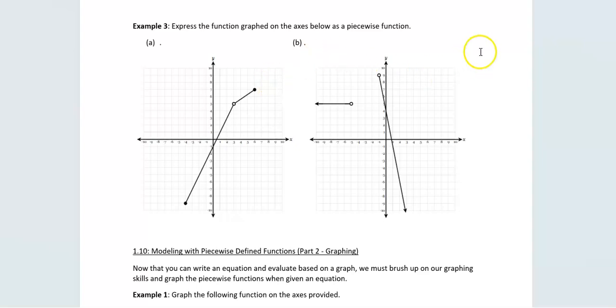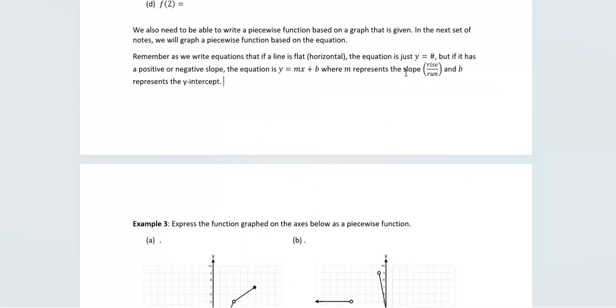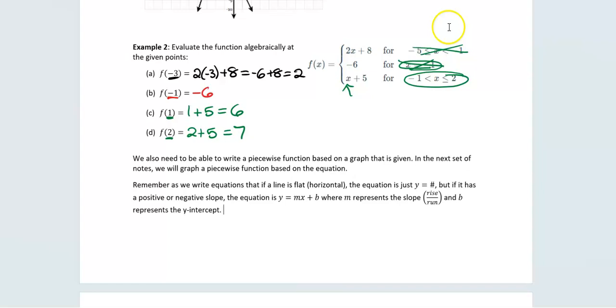So the first thing we're going to do is figure out, where are these lines? Okay, and when I say that, I mean we're going to write the domain. If you notice, when we looked up here, it was -5. Here, let me erase that. We got -5, -1.